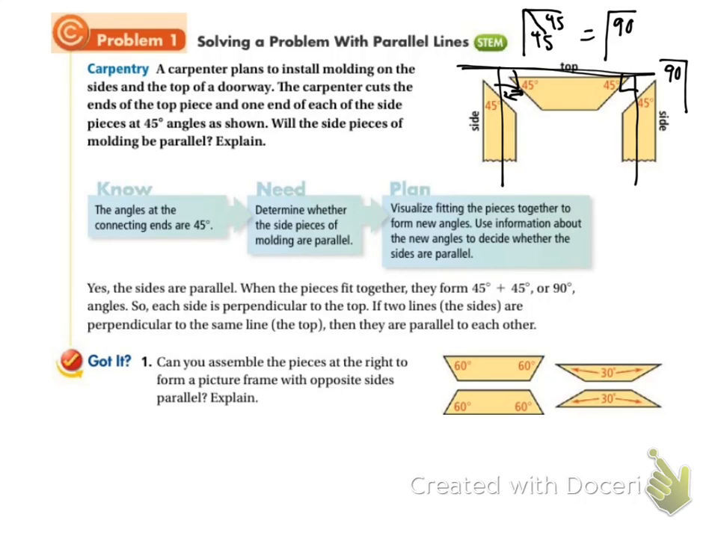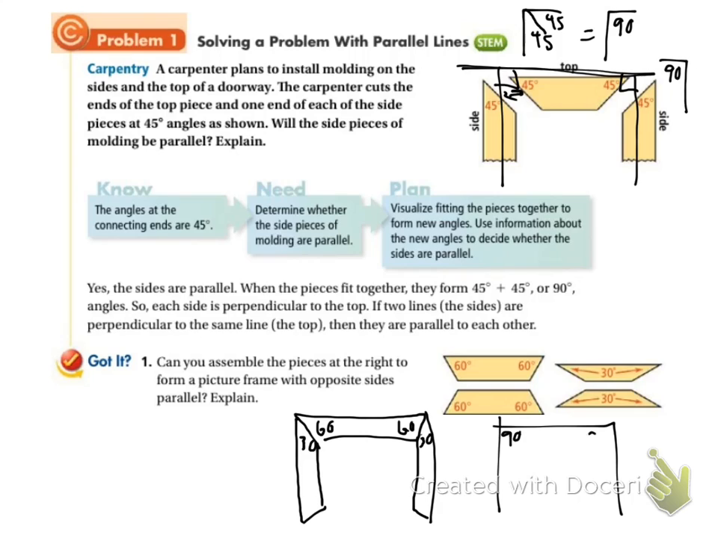Okay, if I look down at my picture down here, it says, can you assemble the pieces at right to form a picture frame with opposite sides parallel? So, if I take my pieces with 60-degree angles and then stick the pieces with 30-degree angles on them, that's going to turn out to be 90 and 90, so right angles. Again, if they're perpendicular to the same line, then these two guys, this one and this one, are parallel. So yes, I can assemble it like this.